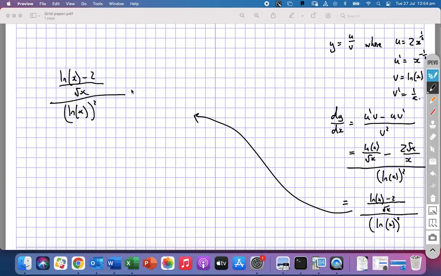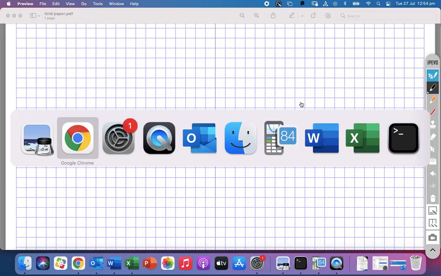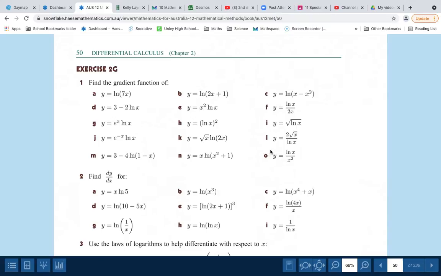I don't like having the fraction within a fraction, so I'm going to multiply my fraction by root x on root x so that these cancel out. And then I'm just left with the derivative equals log x minus 2 all on log x all squared, which is, there's a bit of work there. It's left me wondering if it would have been easier to use product rule. Anyway, too bad. Done it now. That was the answer. Maybe we can show product rule when we do O.